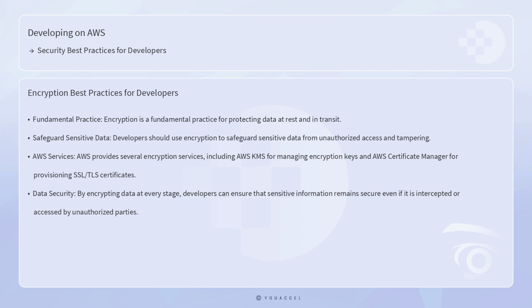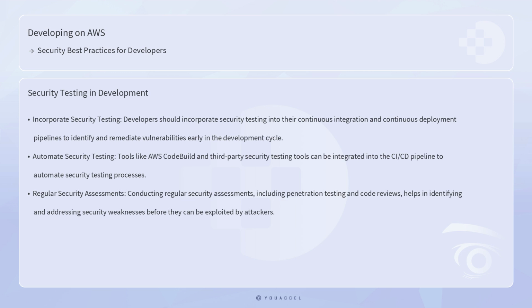Encryption is a fundamental practice for protecting data at rest and in transit. Developers should use encryption to safeguard sensitive data from unauthorized access and tampering. AWS provides several encryption services, including AWS KMS for managing encryption keys and AWS Certificate Manager for provisioning SSL/TLS certificates. By encrypting data at every stage, developers can ensure that sensitive information remains secure even if it is intercepted or accessed by unauthorized parties.